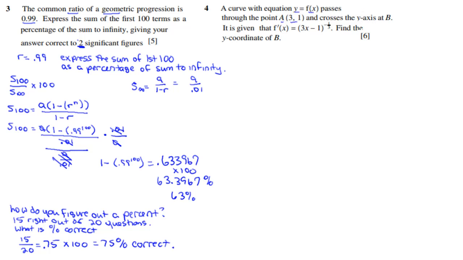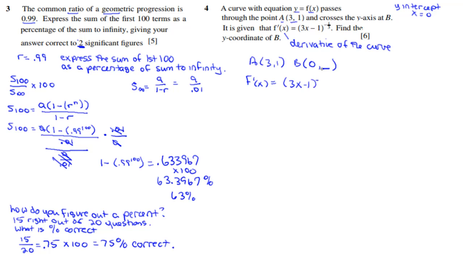Okay, number 4. A curve with the equation y equals f of x goes through the point A (3, 1) and crosses the y-axis at B. Okay, that's a y-intercept. They give us a derivative, and then they want us to find out the y-intercept. I guess we've got to find the original curve and then figure out what the y-intercept is. So here we've got our derivative, and we're going to have to integrate it. This will be an indefinite integral, so it's going to have a plus c on it. So then we're going to take the point they gave us and then find c.